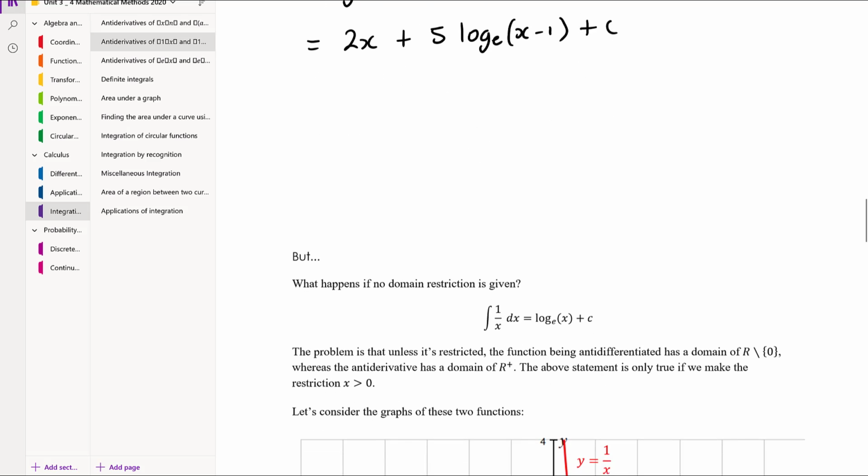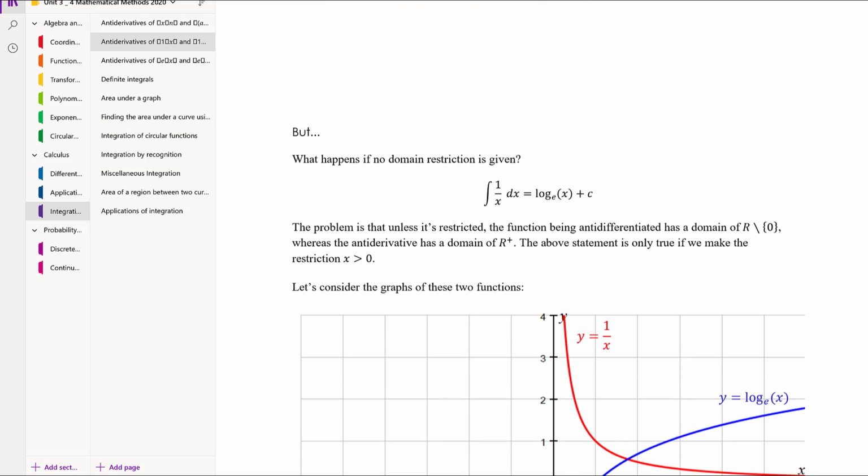Let's, however, think about what would happen if we don't have the domain restriction. The problem that arises is the implied domain of this function that we're trying to integrate is R excluding 0. However, that's an issue for the answer because log e of x is not defined if x is R excluding 0. So we either need to restrict x to just be positive values before we antidifferentiate it so that that works for both, or we need to think a bit harder about it.